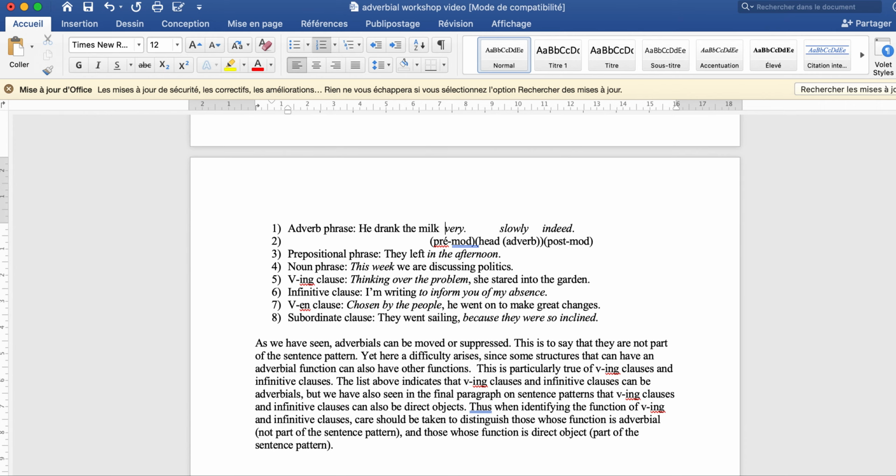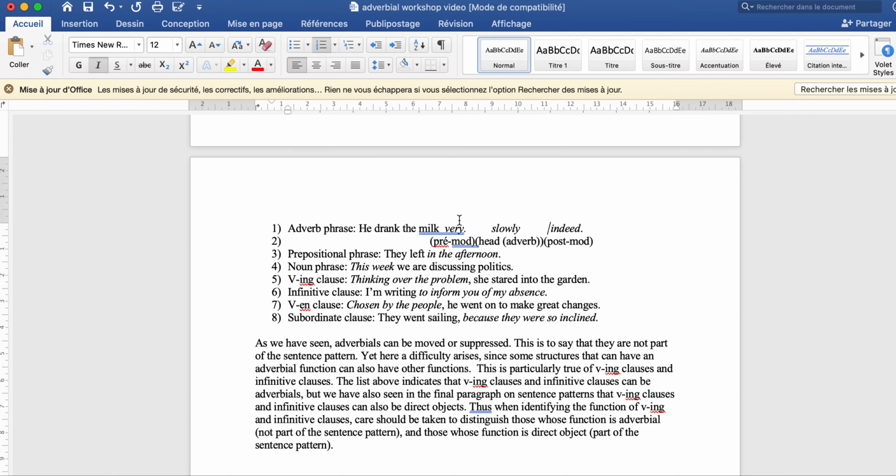You can say, all right, we're making the modification. Okay, let's hope it's clear. So here we have slowly as our head adverb, right? Okay, very is our pre-modifier.